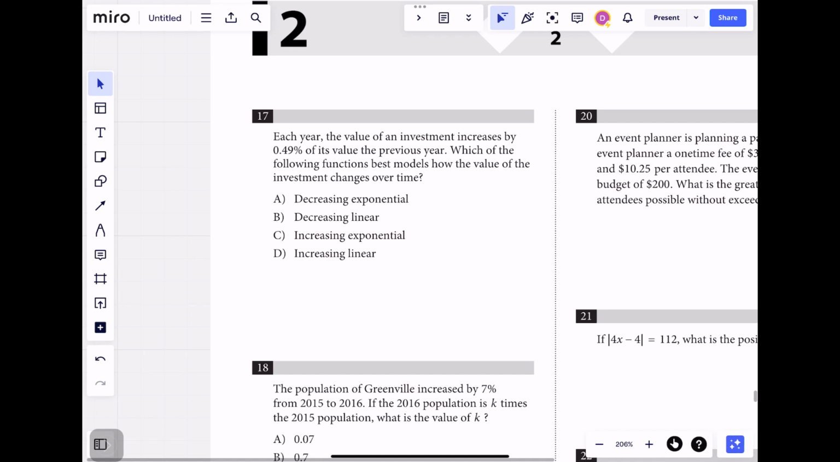Each year, the value of the investment increases by 0.49% of its value the previous year. Which of the following functions best models how the value of the investment changes over time? It's going to be increasing exponentially because it's not increasing a fixed amount. 0.49% of the previous year means that it compounds on itself. So it's going to be a little bit more each year because it's building on itself.